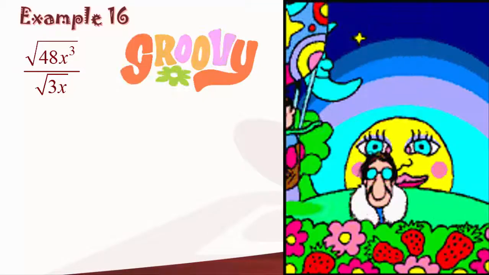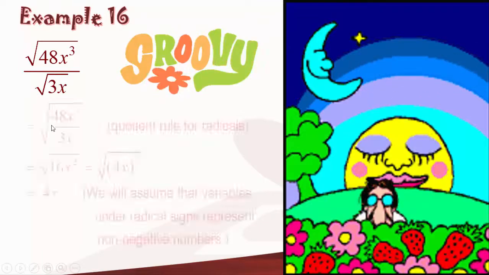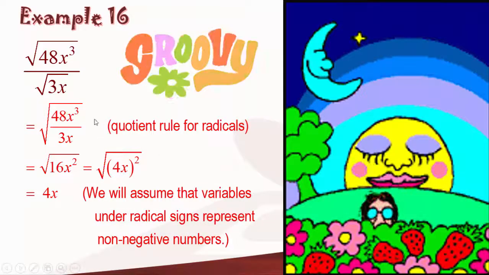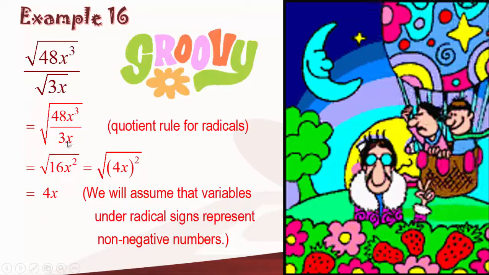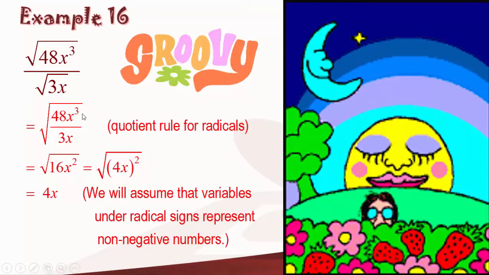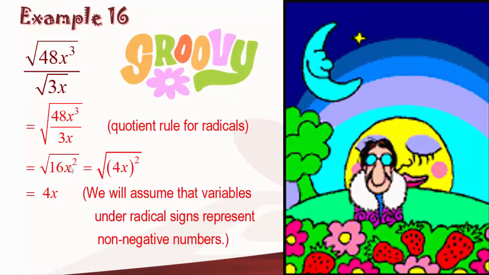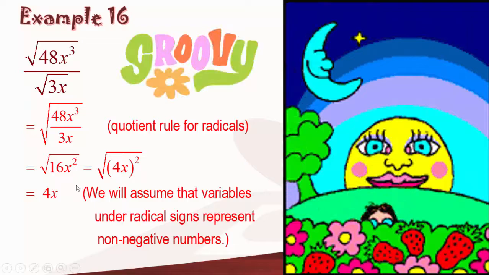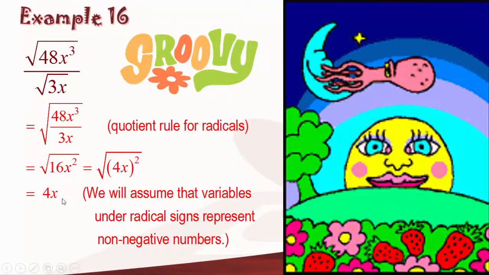In reviewing what we just did on the whiteboard, we saw that 3 could go into 48, so we used the quotient rule for radicals to simplify that part. And we found that not only did 3 go into 48, x also can be divided into x cubed. So we ended up with the square root of 16x squared, and we saw that those are both perfect squares because the square root of 16 is 4 and the square root of x squared is x.